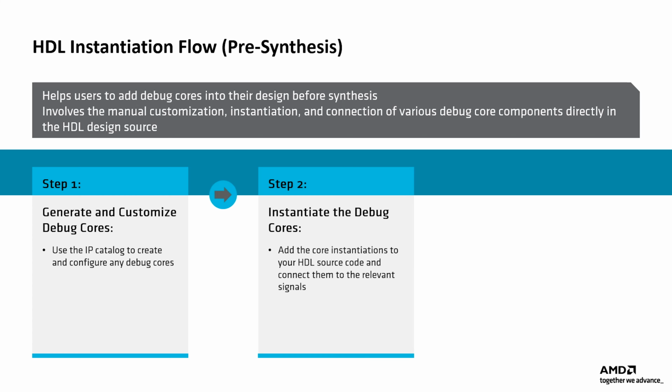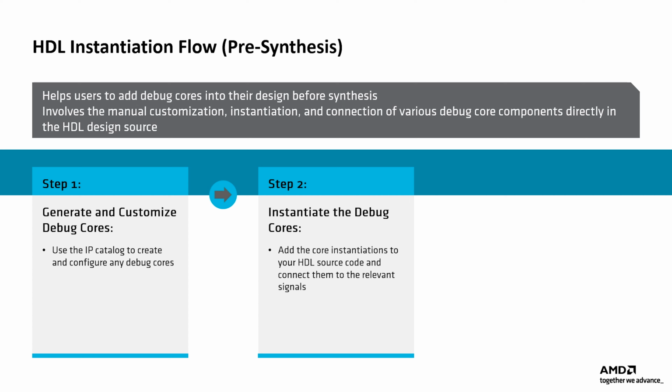Step 2. Instantiate debug cores. Switch to the IP Sources tab in the Sources window to locate the generated debug core. Ensure the output products, such as instantiation templates, synthesis, and simulation files, are available. Open the .veo or .vho instantiation template.